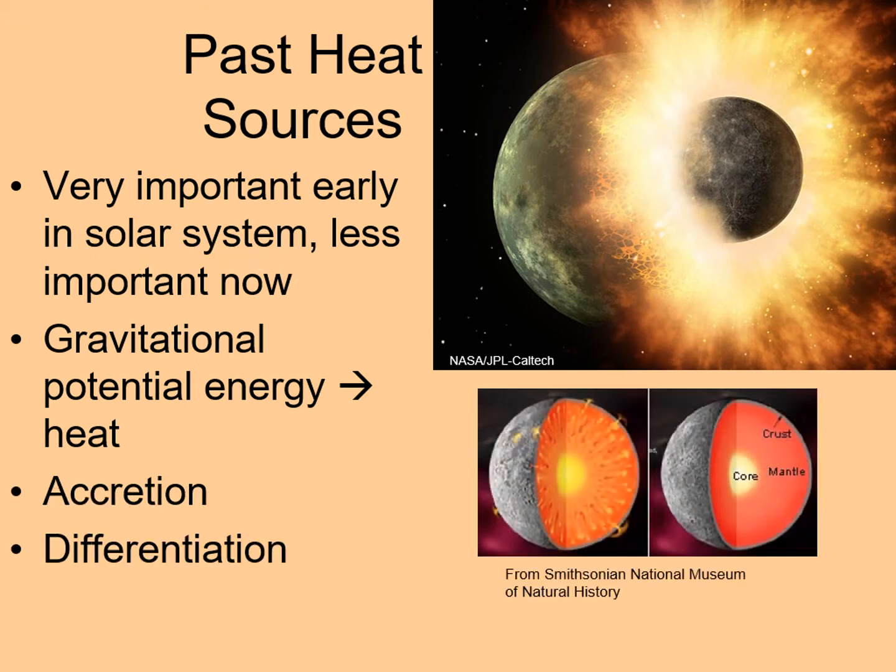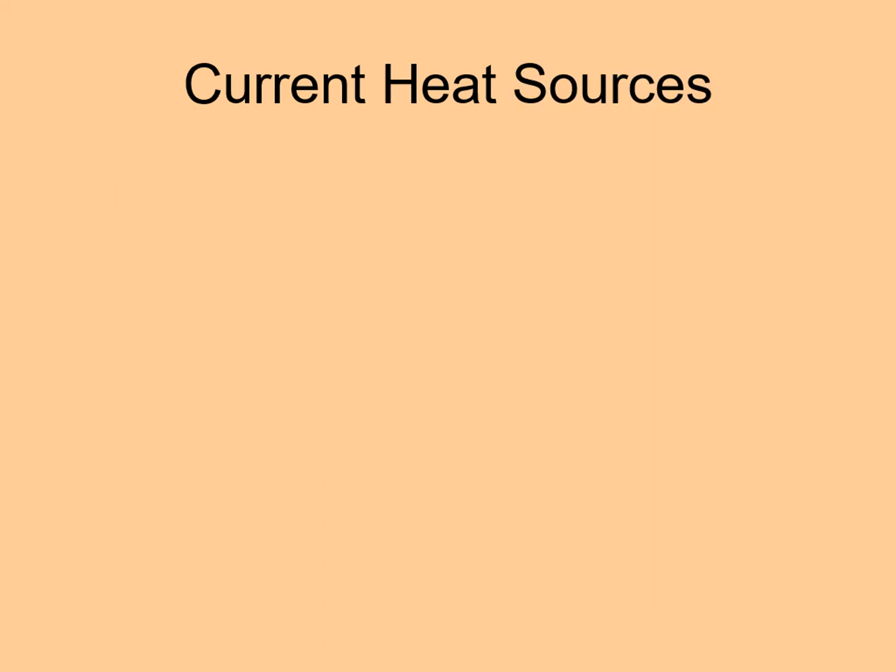The other heat source is differentiation. Early in this lecture, we saw that differentiation is the separation of a planet or moon into layers. As this happens, the densest materials, like iron, sink to the center of the world. In effect, this dense matter is continuing to fall towards the core. As it does this, it once again converts some of its gravitational energy into heat. Both differentiation and accretion occurred all over the solar system while the planets were forming, and for a short time afterwards. Since then, they haven't been very important, except in a few special circumstances.